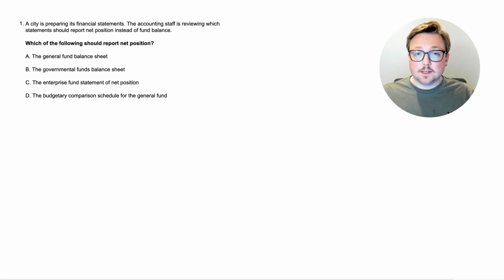We are using these questions to learn what we're supposed to be doing when it comes to net position and this blueprint task. So if you don't know which one of these is going to be reporting net position, that's okay. We're going to be using this question to learn. So let's go ahead and dive into the answer to start getting a foundation.